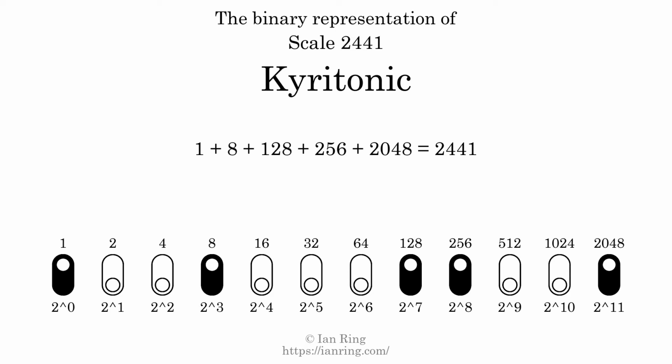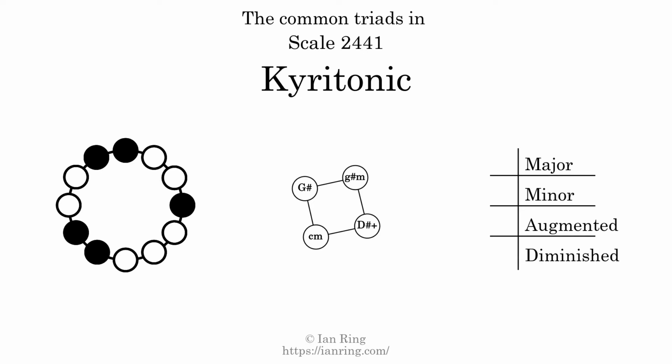2441. The scale number not only enumerates the scale with a unique index, but it also literally describes the tonal content of the scale. Represented as a binary number in base 2, the scale number is 100110001001. Here are the common triads present in this scale.